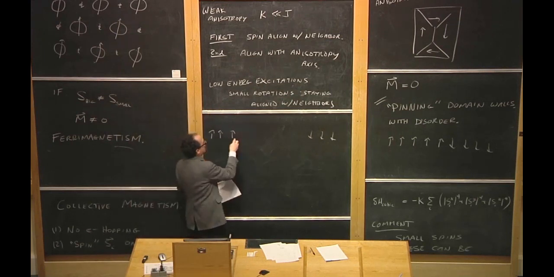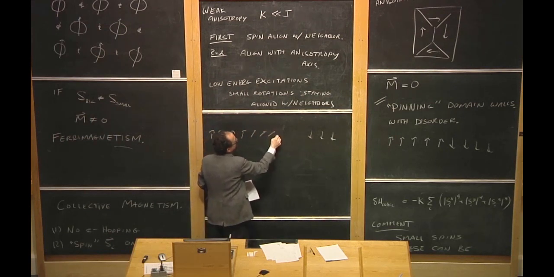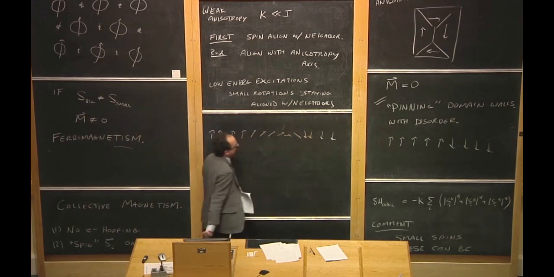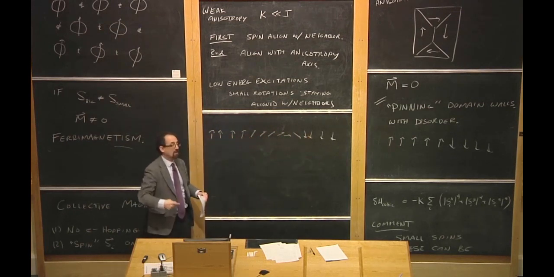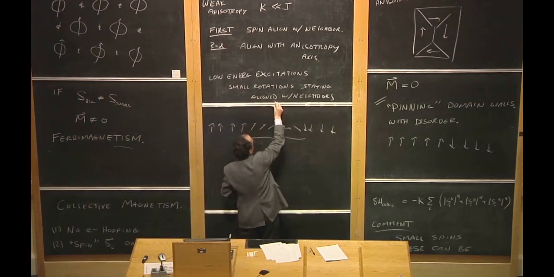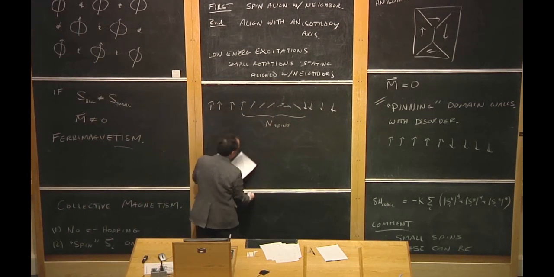So the way you get from up spin to down spin is to just slightly rotate each spin a little bit from its neighbor, and eventually make it from pointing up to pointing down with a slow rotation. Okay? Let's say this goes over n spins. I didn't draw that very well, but you get the idea.